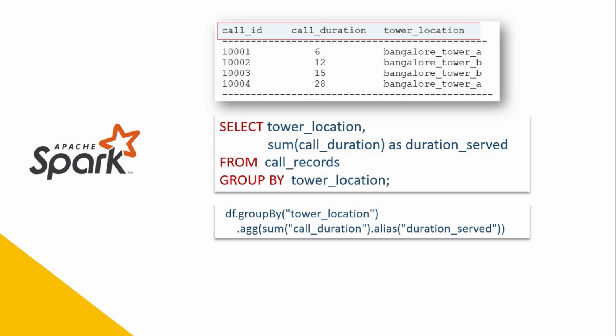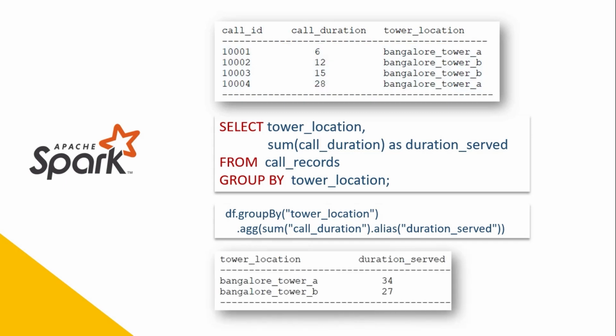So we record call ID, then the duration of the call in minutes, and we also record which cell tower served the call. And my Spark SQL is trying to get the sum of all call durations by the tower location. For these 4 sample records, you should get the result as shown here. Make sense? Great. But do you know how Spark will execute this query?